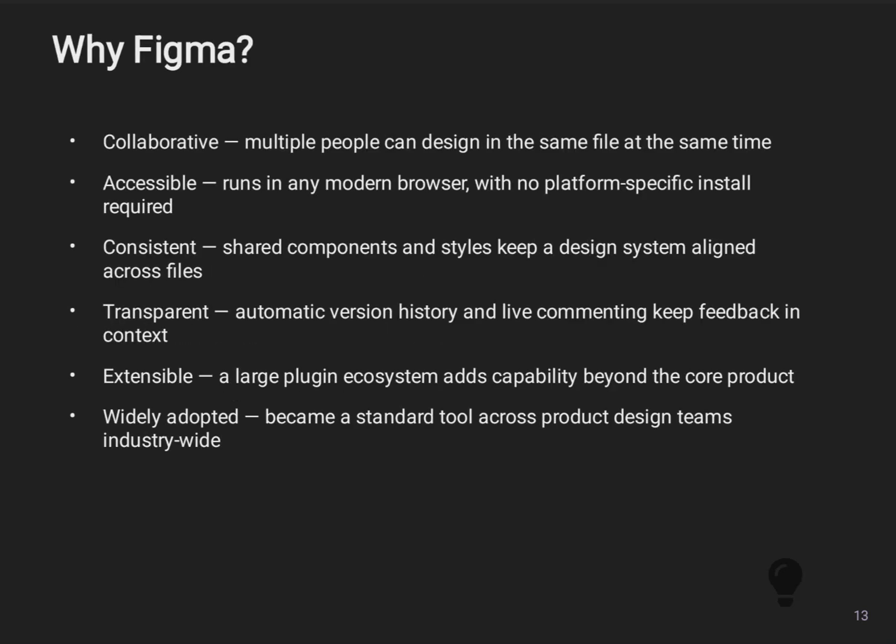Why Figma? Collaborative: multiple people can design in the same file at the same time. Accessible: runs in any modern browser with no platform-specific install required. Consistent: shared components and styles keep a design system aligned across files. Transparent: automatic version history and live commenting keep feedback in context. Extensible: a large plugin ecosystem adds capability beyond the core product. Widely adopted: became a standard tool across product design teams industry-wide.